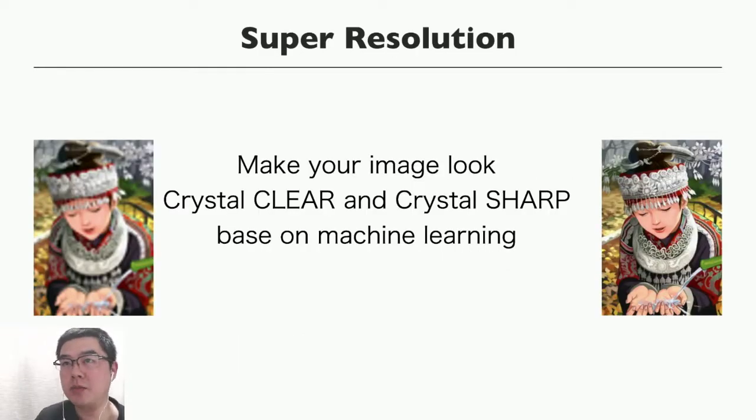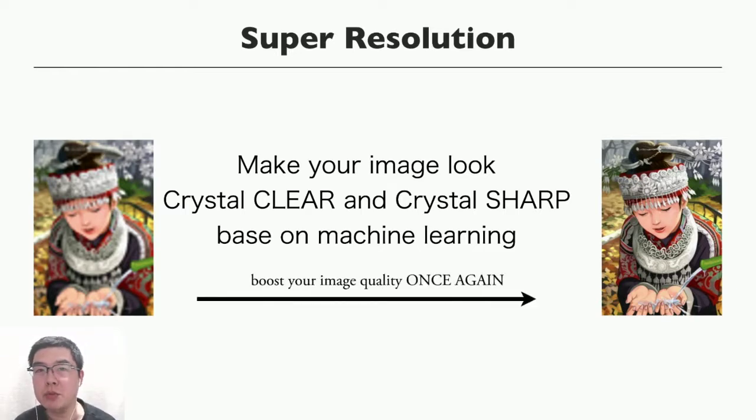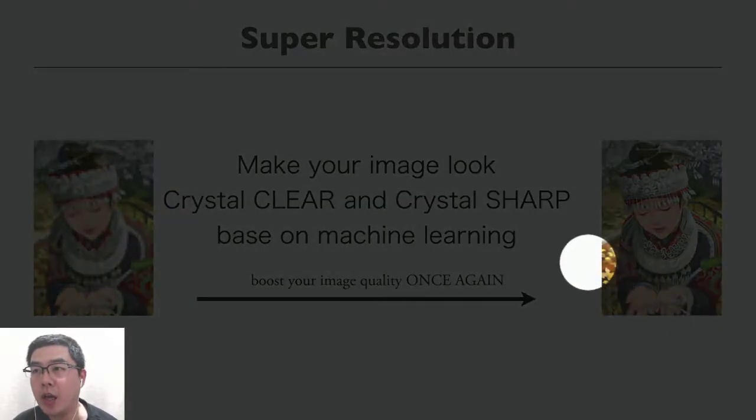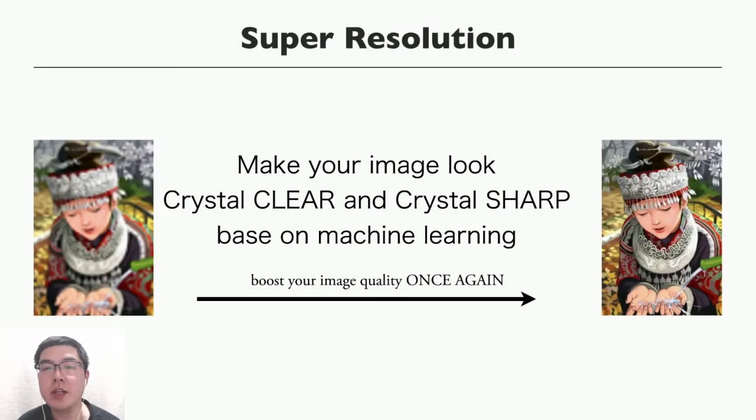What is super resolution? Let's take it simple. Super resolution will help make your image look crystal clear and crystal sharp. Based on a machine learning algorithm, it will help you achieve a high-res image from a low-res image. So it's like a function that's carried from the low-res to the high-res. So it will boost your imaging quality once again.